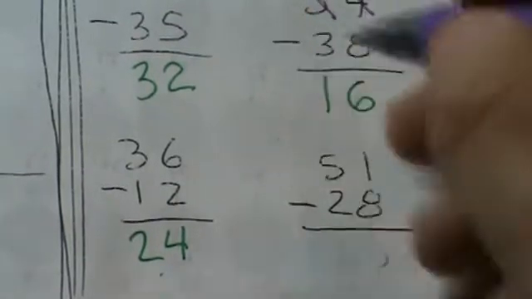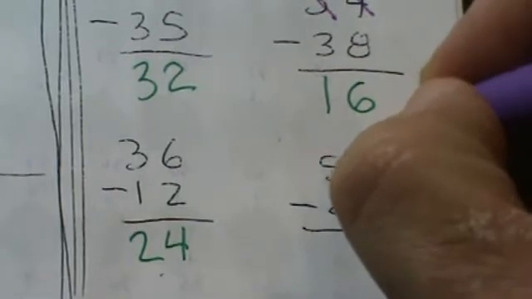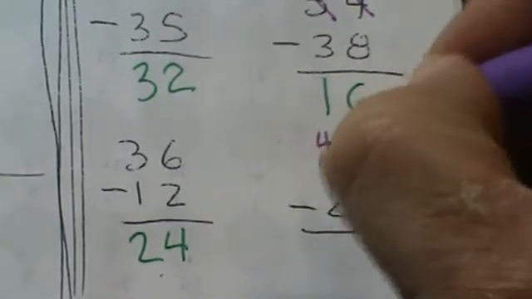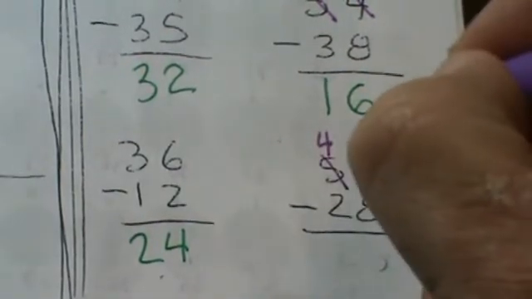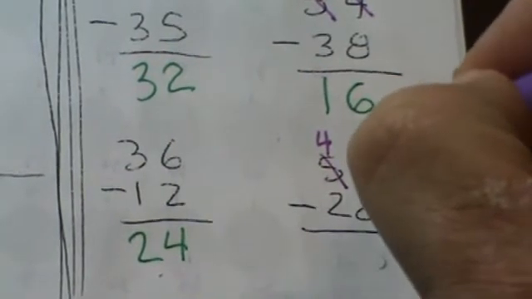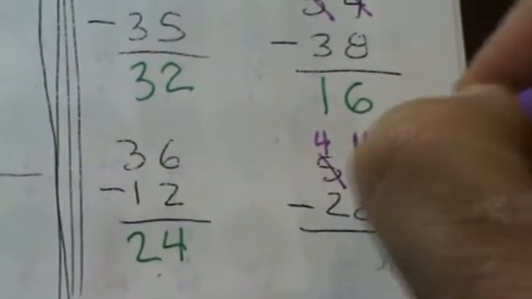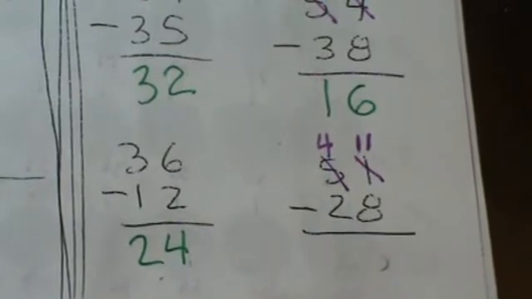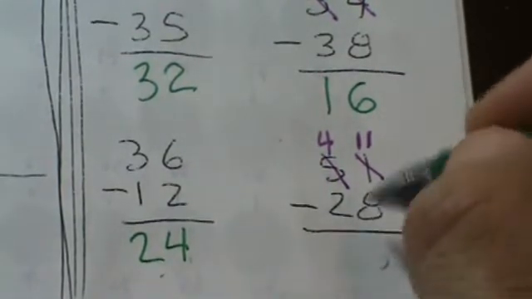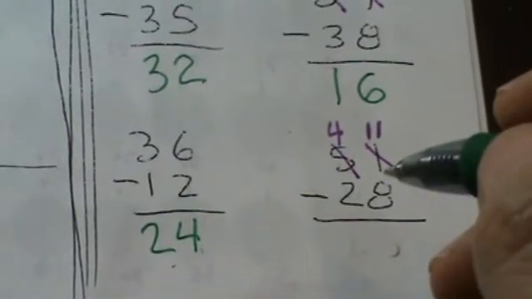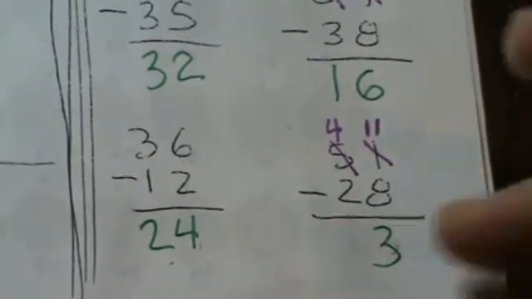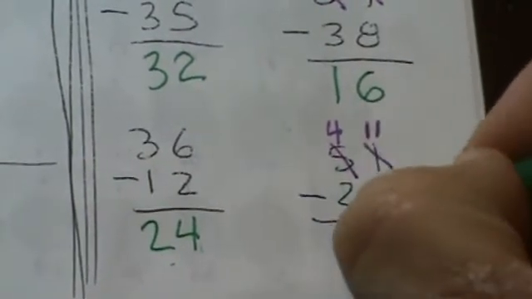No, I can't. So I have to ask the neighbor. So this 5 tenths is going to be now 4 tenths. And I'm going to give 1 tenth here. So it's 1 tenth. And the one that I have here, I have 11 now. So now I have 11 minus 8. I have 8, 9, 10, 11 is 3. And 4 minus 2 is 2.